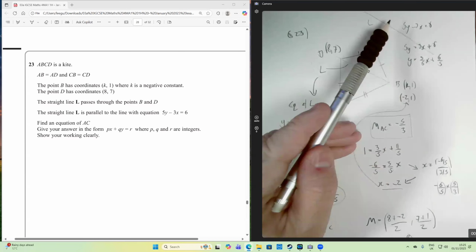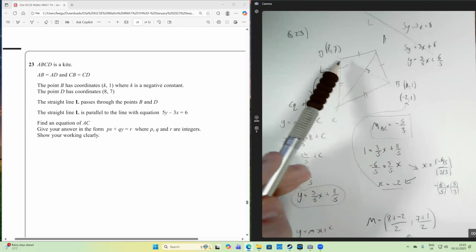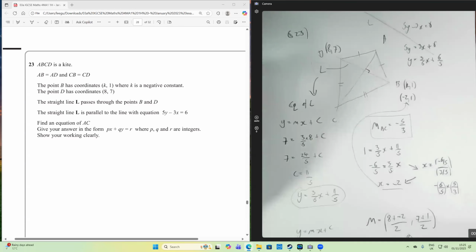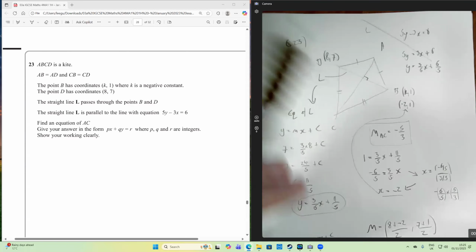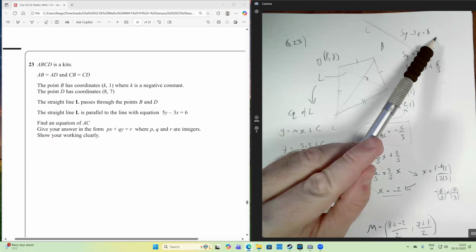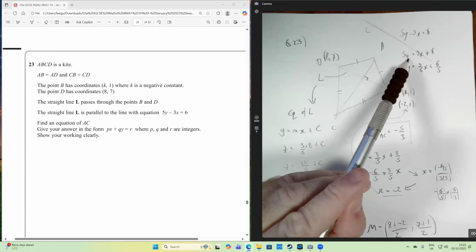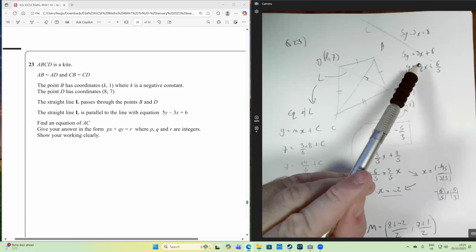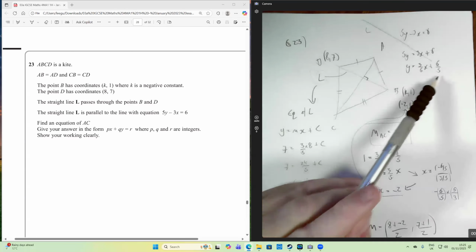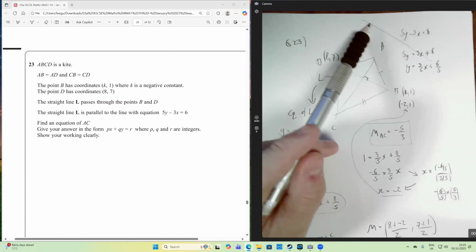So if we rearrange the equation given to find the gradient of this line, that's going to give us the gradient of this line. Let's do that first. The equation is 5y minus 3x equals 6. I've added the 3x to the other side and divided by 5, giving me y equals 3 over 5 x, add 6 over 5. So therefore, the gradient of this line is 3 over 5.